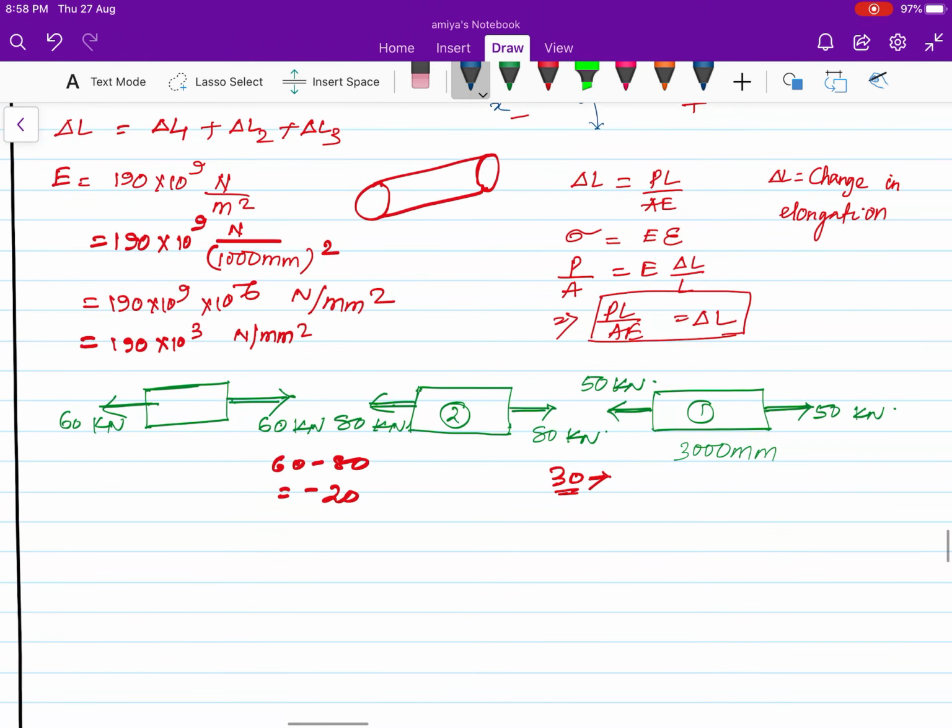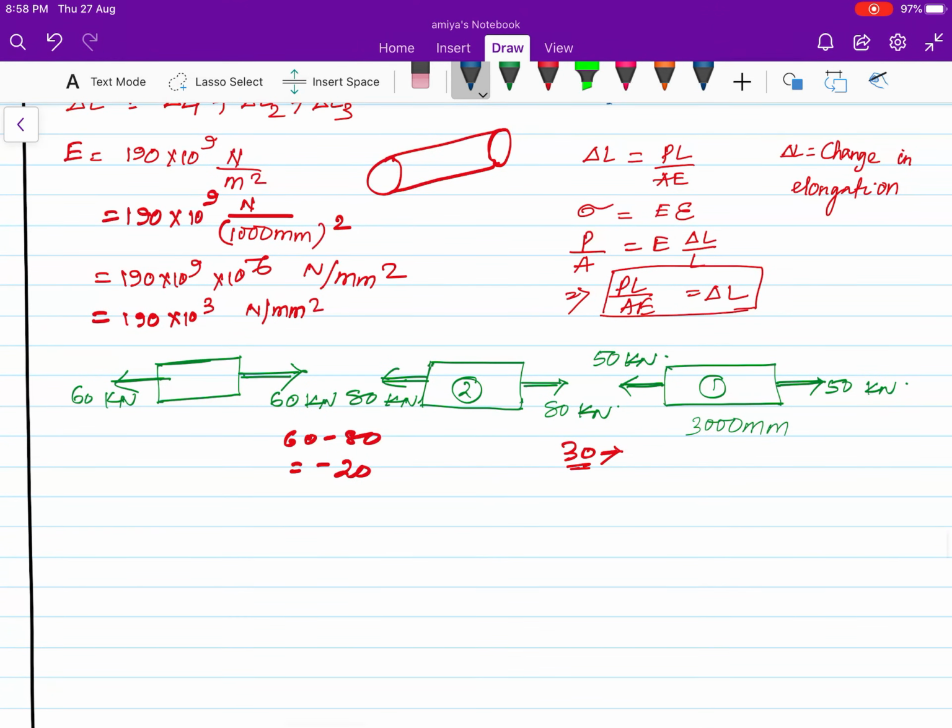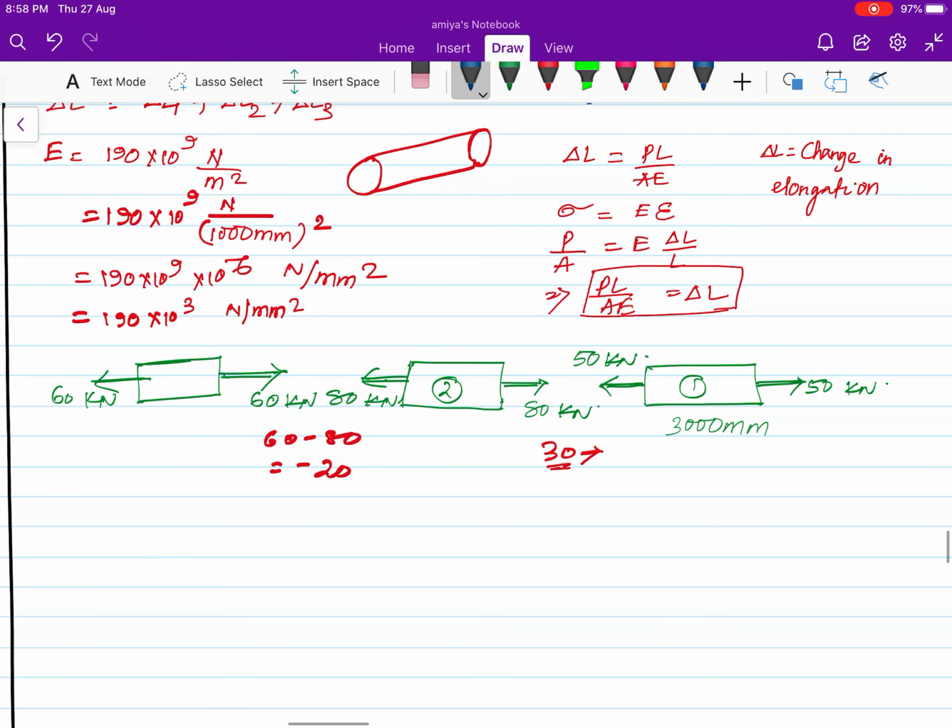So del L1 is equal to PL1 by AE. For section 1, P is 50 into 10 to the power 3, length is given as 3000, and area is pi by 4 into 25 square, times 190 into 10 to the power 3.